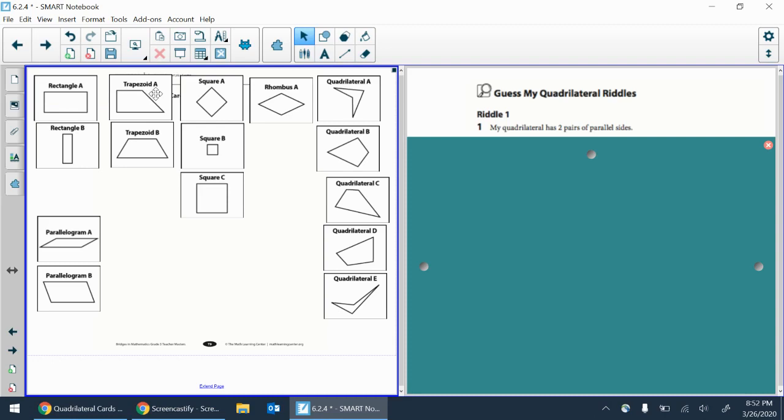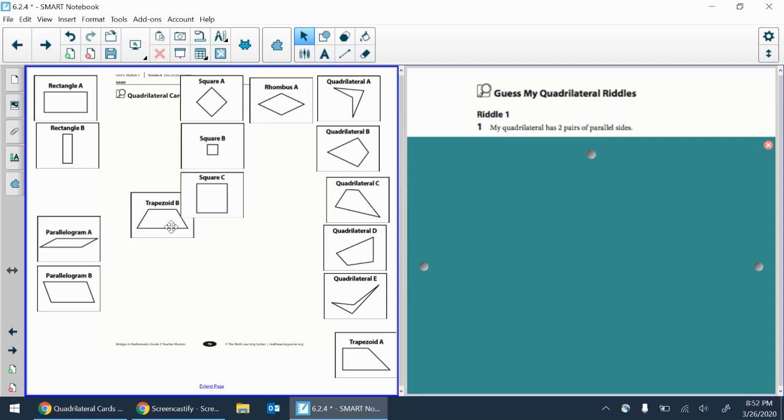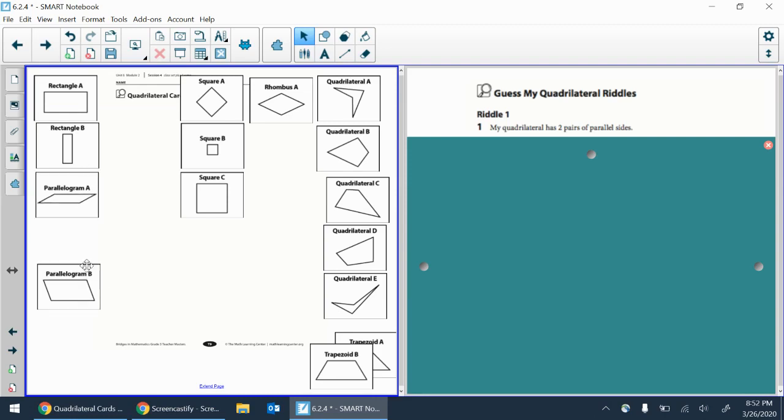Let's go to my trapezoids. My trapezoid A, it has the top and bottom, but the sides are not parallel. So I'm going to then move that off to the side. Trapezoid B, the top and bottom are parallel, the sides are not parallel. So that's going to go over here. Parallelogram. Well, that is the exact definition of what a parallelogram is. You need two pairs of parallel sides. So I'm going to bring my parallelograms together. So far, all of these work.